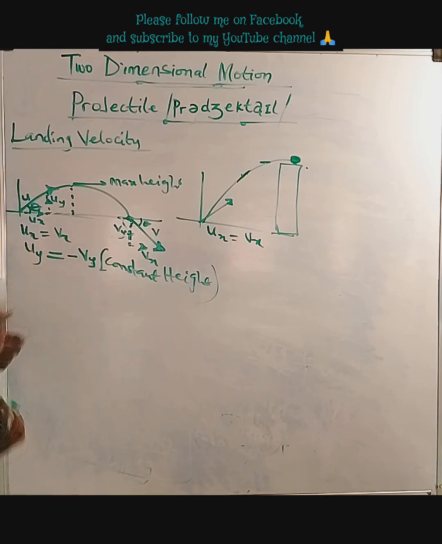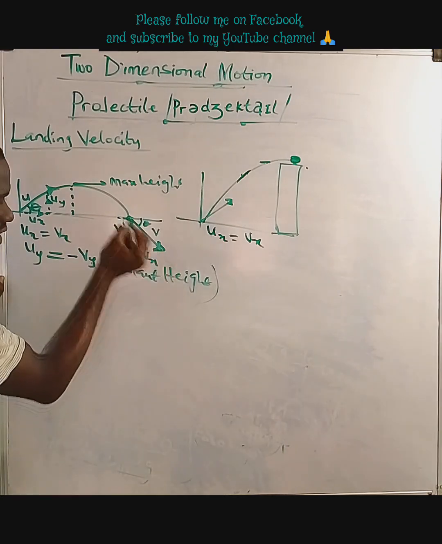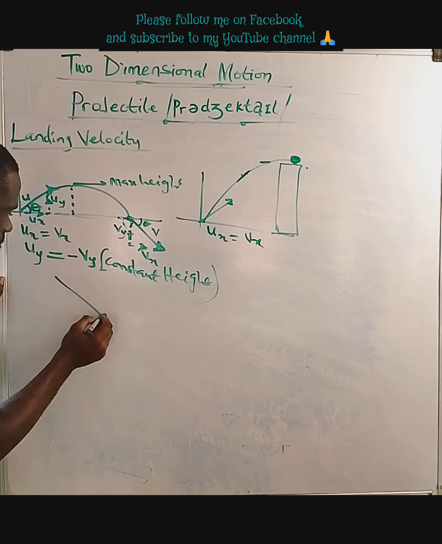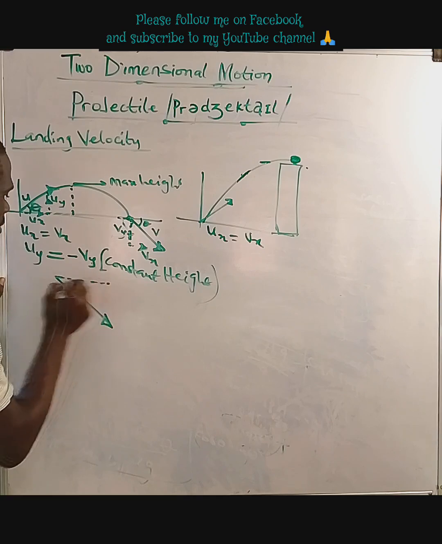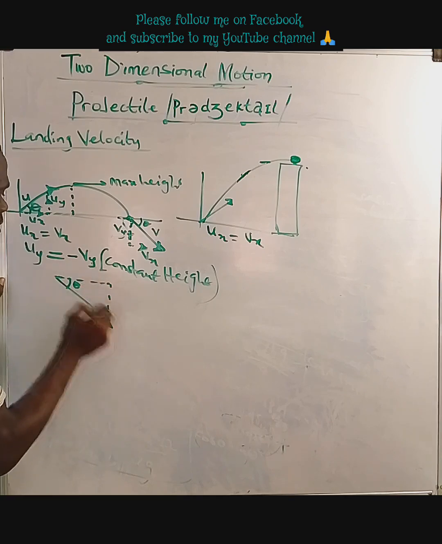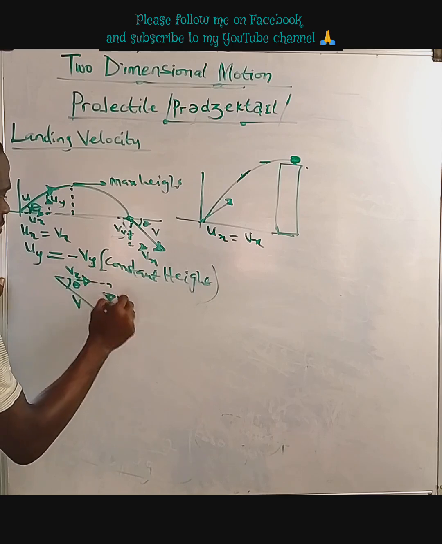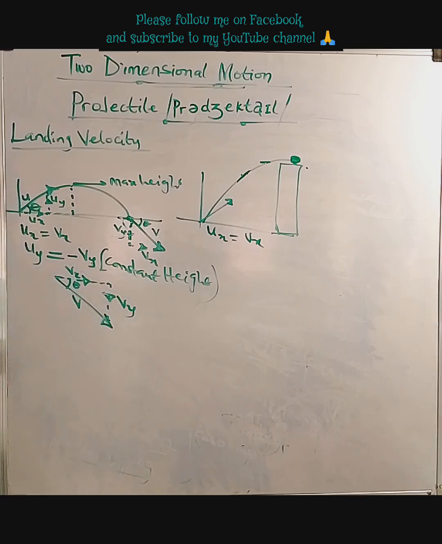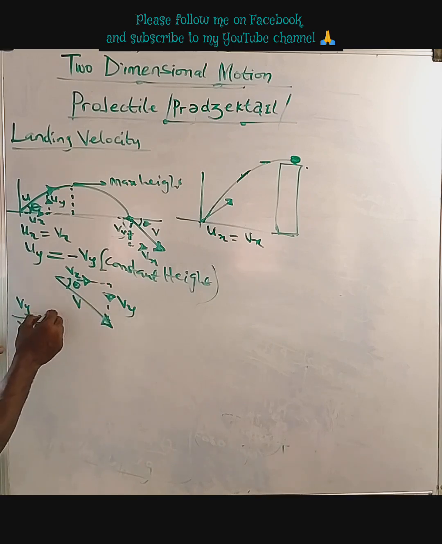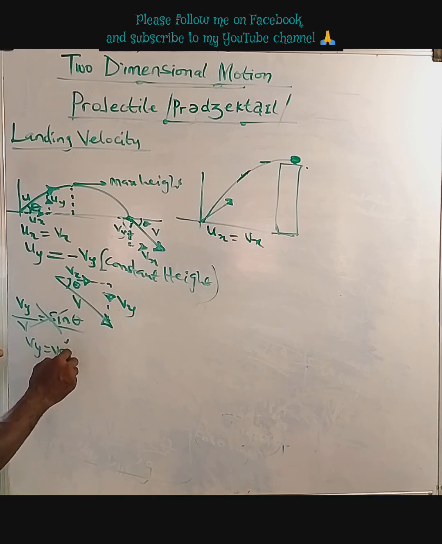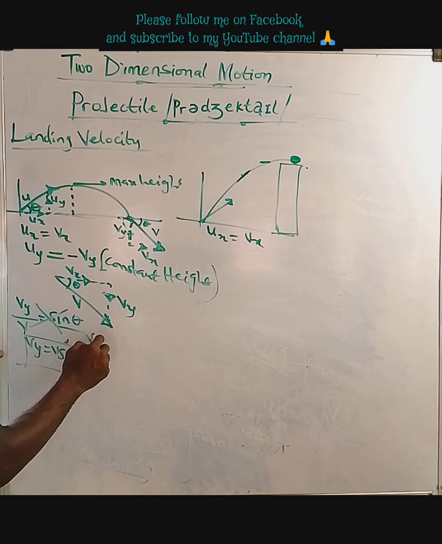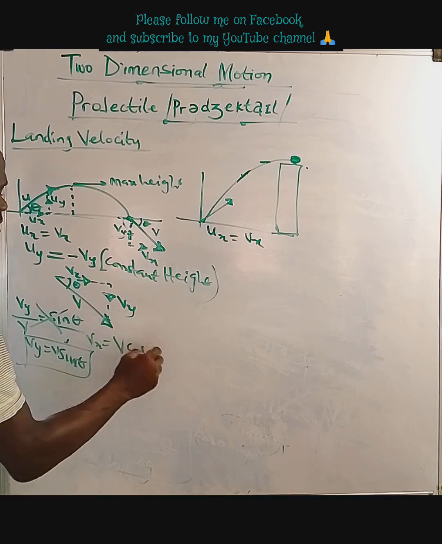So now let's derive what we're going to get. Let's look at this. This is the final velocity. So you have something like this, against the horizontal. This is a resolution. Final velocity here along x, final velocity along y. Now let's analyze it. Opposite over hypotenuse, so Vy over V equals sine theta. So Vy is V sine theta. If Vy is V sine theta, then Vx is final velocity cos theta.